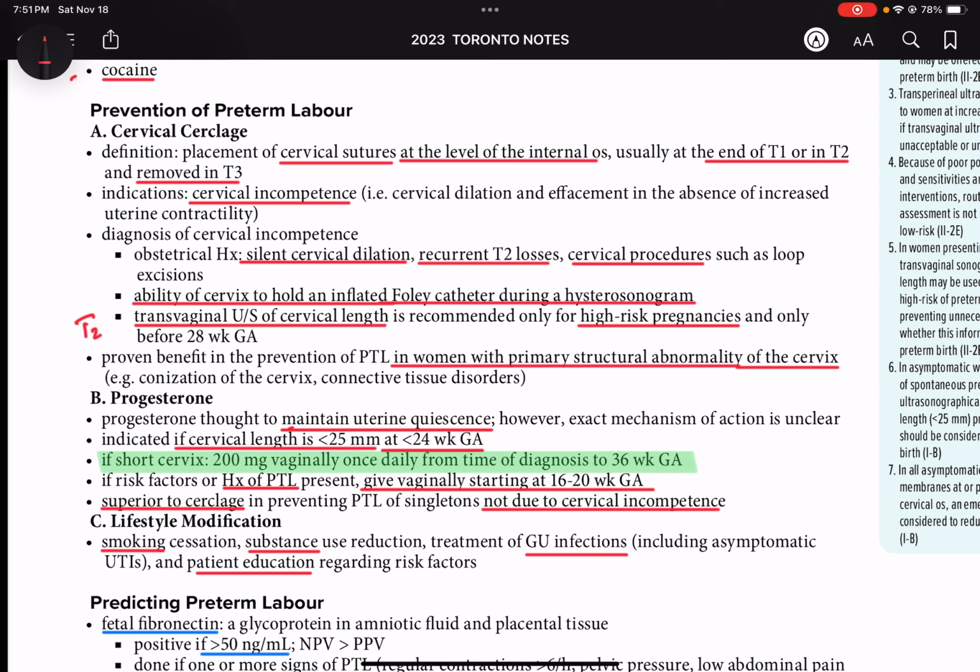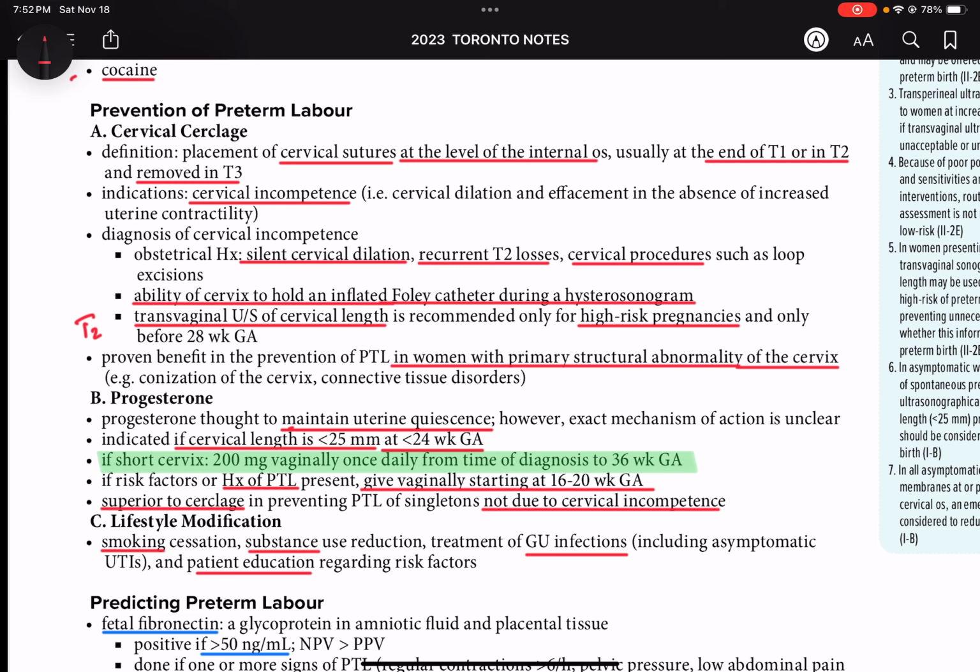And how do we diagnose cervical incompetence? How would we know that this patient has it? If we take their obstetrical history, during their previous babies there was some silent cervical dilation. I mean, there were no contractions, but the cervix started to dilate. Or there were recurrent second trimester losses. Or they had some cervical procedures, just like we read in the beginning, any cone biopsy, any loop excisions. So these are the risk factors by which we could say that this patient might have cervical incompetence and is eligible for cervical cerclage.